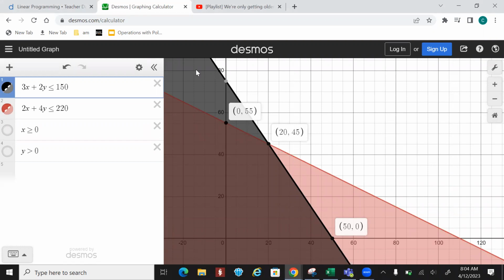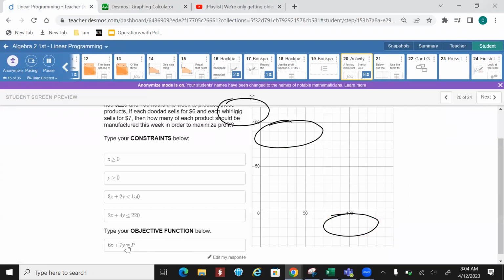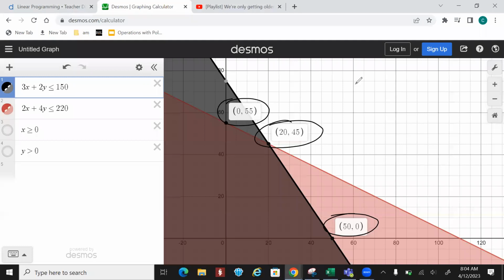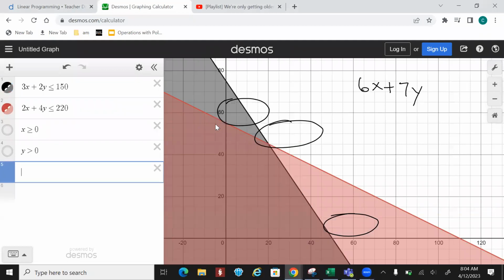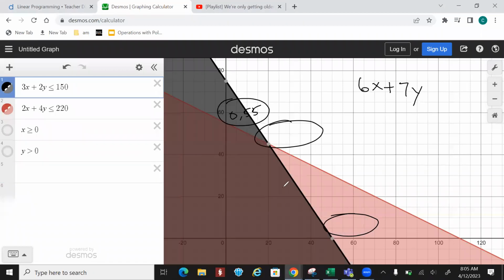Okay. So now what we're going to do is take these 3 points and plug them into my objective function, so 6x plus 7y. So we're going to plug these into our 6x plus 7y and see which one maximizes our profit. So I'm going to take 0, 55. 50, 0. And that last one was 20, 45. I'm going to plug them into this equation really quick.